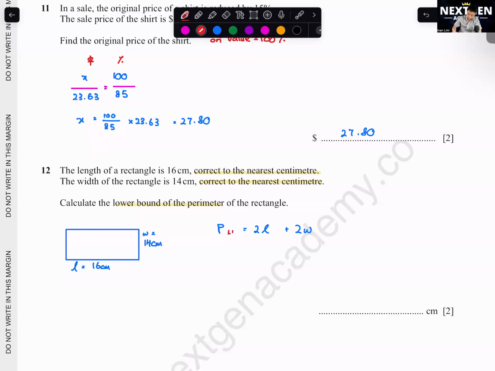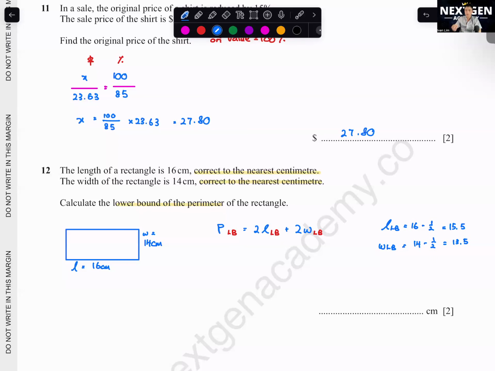So to get the smallest possible value, we just take the small plus the small. That's all. So what is the lower bound for length and lower bound for width? We can calculate it first. Length LB will be 16 minus 1 over 2. Width LB will be 14 minus 1 over 2. So here is 16.5. Sorry, this is 15.5. This one is 13.5.